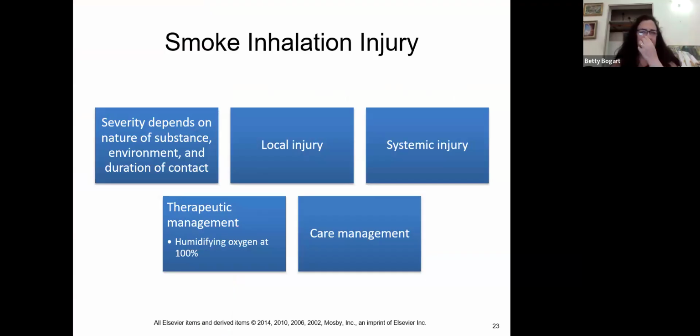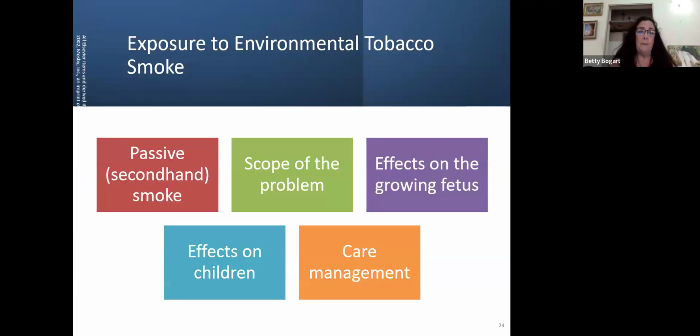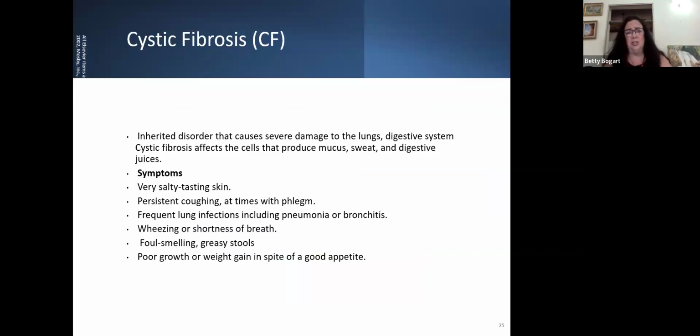Smoke inhalation, we see this a lot more with fireplaces that don't work, or burning inside the house for some reason, or again, fires, of course. We treat it with 100% oxygen. Tobacco smoke. This is one of the things that causes ear infections in children and many other things. Again, we know that it affects the unborn child, etc. So no smoking around children.